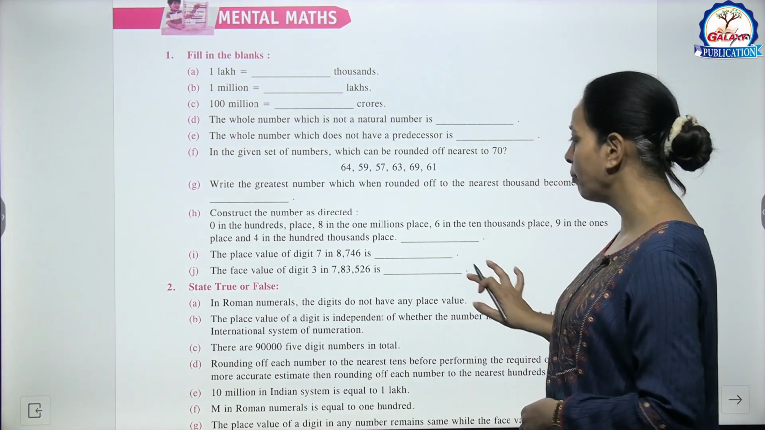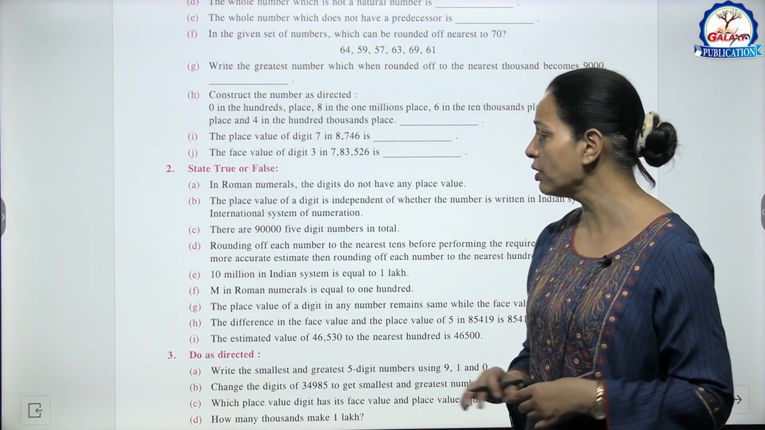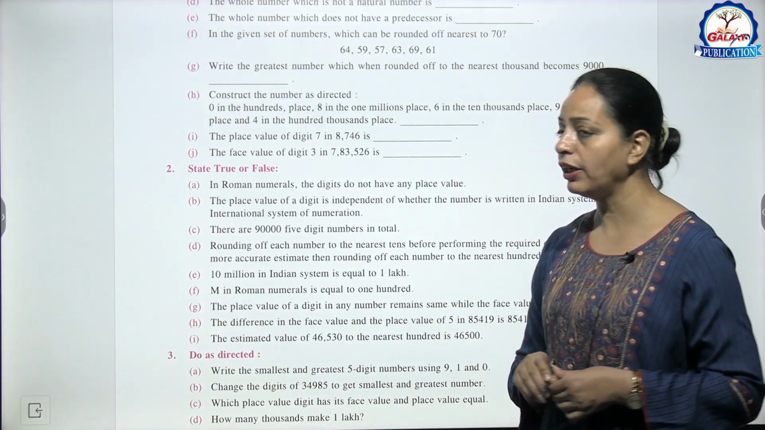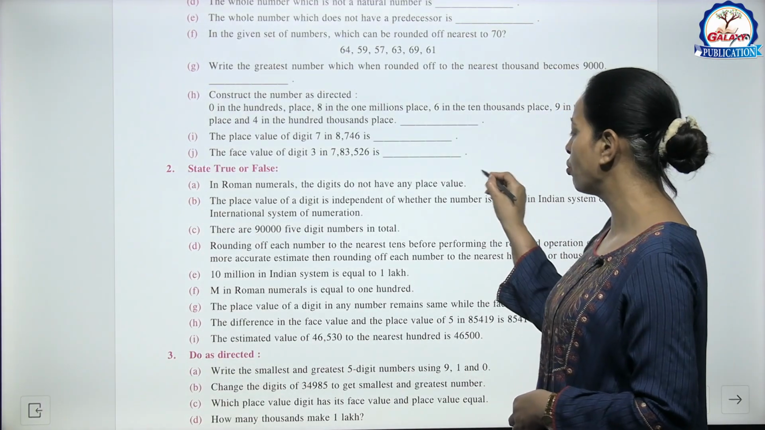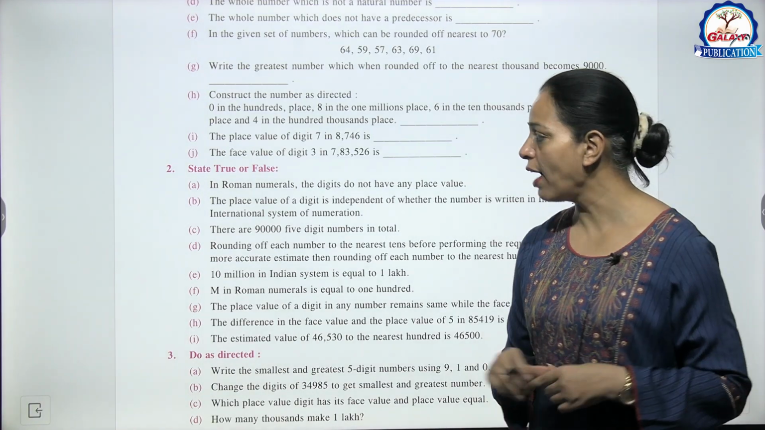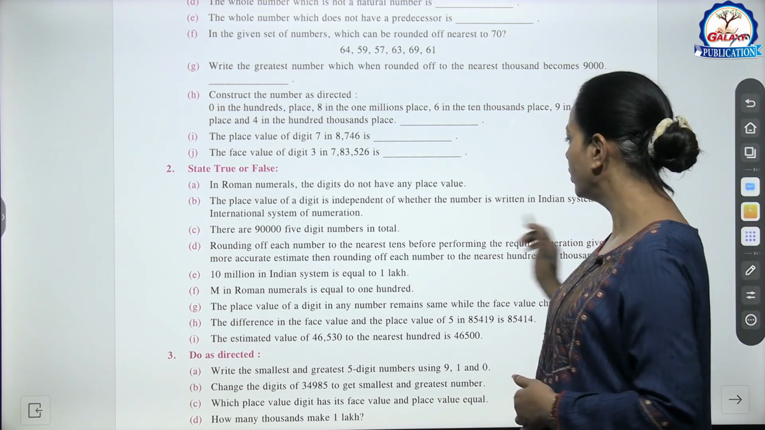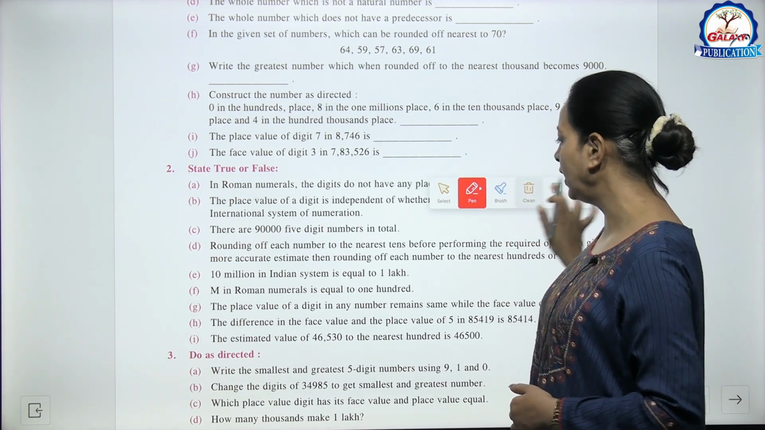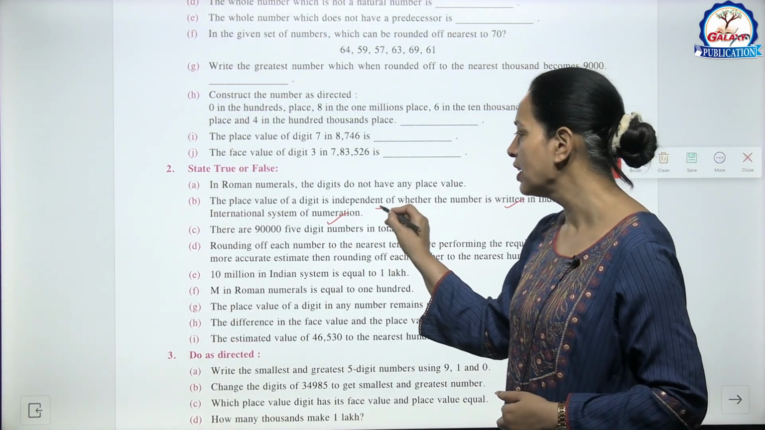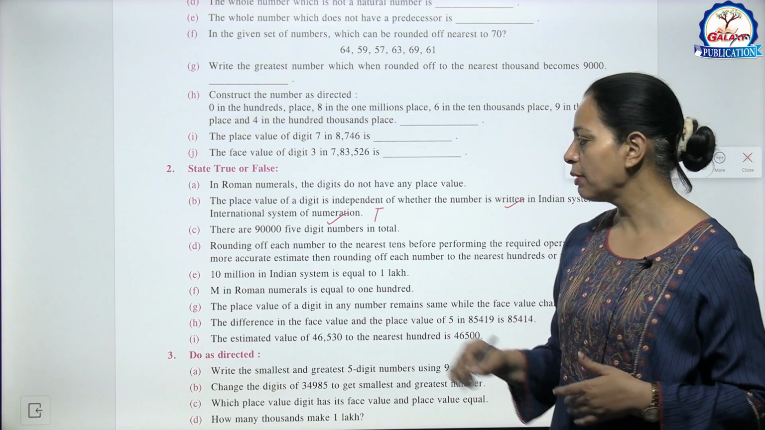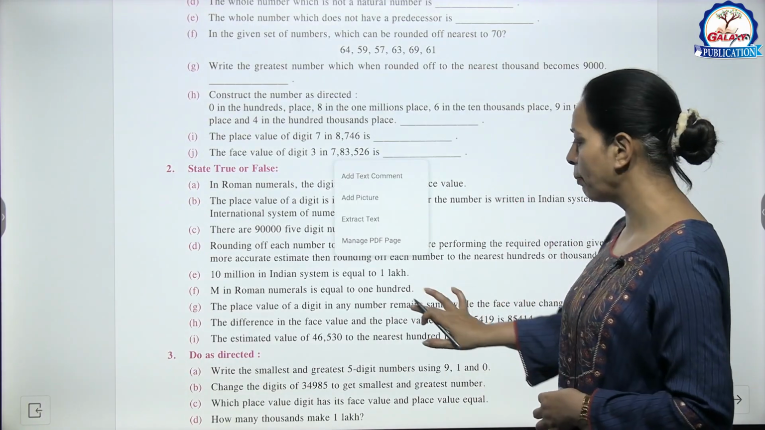Now come to question number 2. State true or false. A part, in Roman numerals, the digits do not have any place value. Yes, this statement is true. Okay. B part, the place value of a digit is independent of whether the number is written in Indian system or international system of numeration. Yes, this is true. Okay, similarly you can try these remaining parts. Now come to question number 3.